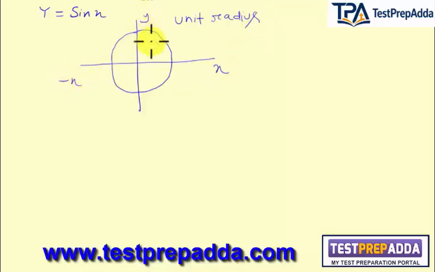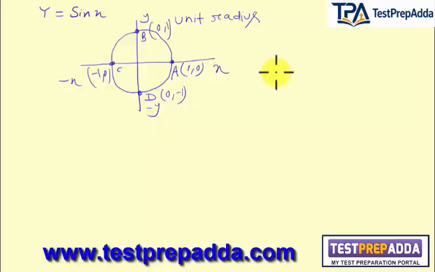x, minus x, y, minus y. Let this be A, this B, this C, this D. Since it is a unit radius circle, the A coordinates will be 1, 0. B coordinates will be 0, 1. C coordinates will be minus 1, 0. D coordinates will be 0, minus 1.